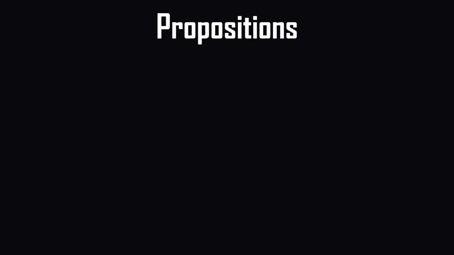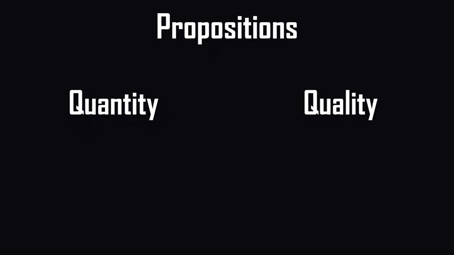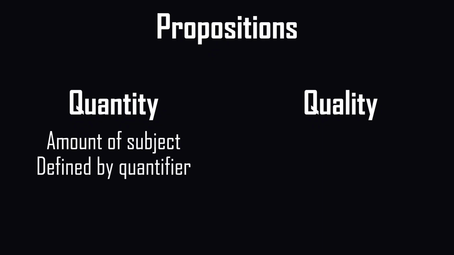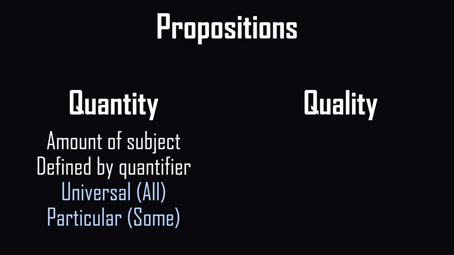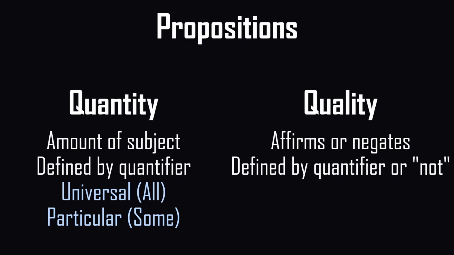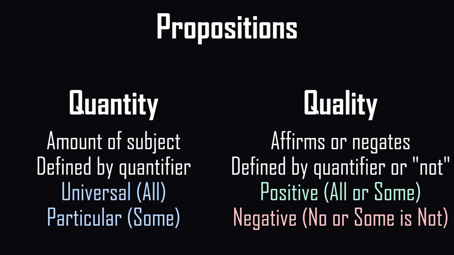The final thing I want to talk about in relation to propositions is the quantity and quality. The quantity refers to how much of the subject we are talking about, and can be found using the quantifier. The two quantities are universal and particular. The quality refers to whether the proposition affirms or negates an idea, and it is also found by the quantifier, or the word not, as we shall soon see. The two qualities are positive and negative.